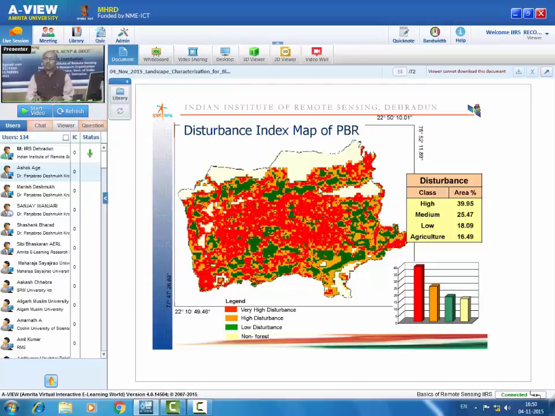So let us go to the next step, what we will be doing actually. So now I have two maps I have shown you. One is the fragmentation map, which shows a lot of areas under fragmentation. I am showing this map which shows a lot of areas under highly disturbed conditions. That means if I look from the biodiversity conservation point of view, this landscape doesn't suit my requirement. But let us see what we can do further.